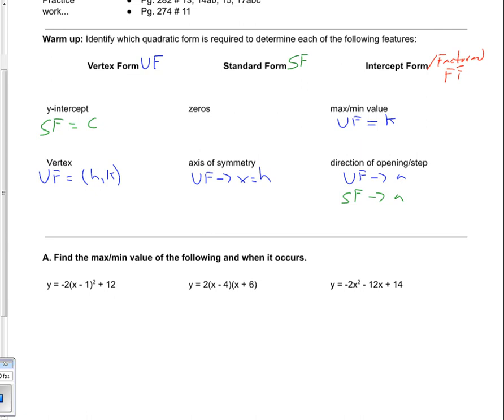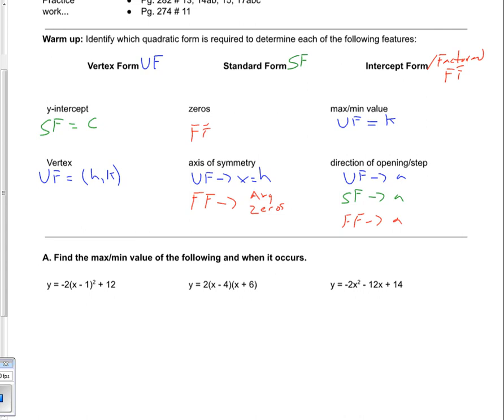Finally, factored form will allow us to determine what the zeros are. Okay. The other nice thing is that factored form will also allow us to figure out the axis of symmetry. Okay. And so what you would do in order to figure out the axis of symmetry from factored form is you would take the average of the two zeros. Okay, and the average of the two zeros is what you're going to get. And then finally, you can also determine the direction of opening based on, again, the a value in factored form.